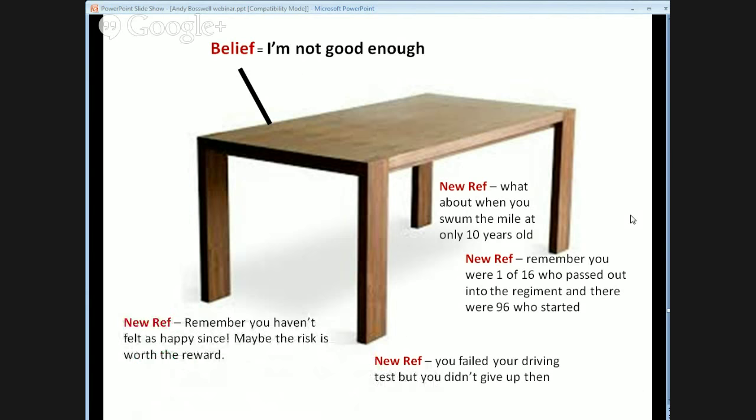And remember, you haven't felt that happy since. Maybe it's worth taking the risk. Hence getting engaged again. Hooray!